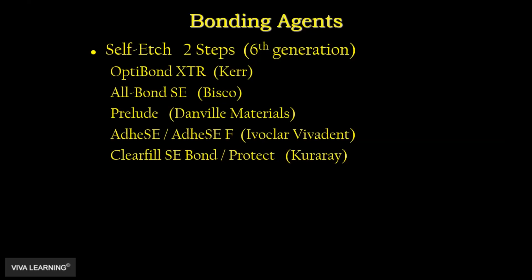Others include Bisco's Allbond SE self-etchers, Prelude, Danville's product, Ivoclar's adhesive, and again, Clearfil SE Bond, with their Protect for antimicrobial and anti-sensitivity. Kuraray was really the leader in self-etching. They were really one of the first, and interestingly enough, Kuraray is the company that had pretty much discovered the 10-MDP monomer and had a patent on it for years. When the patent ran out, this monomer became available to all manufacturers, and that's what I think has led us to where we are with universal adhesives today.